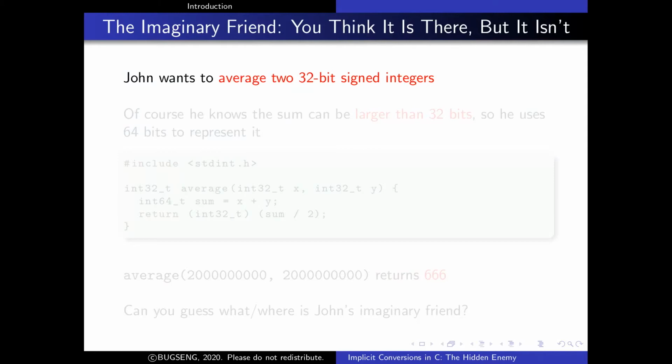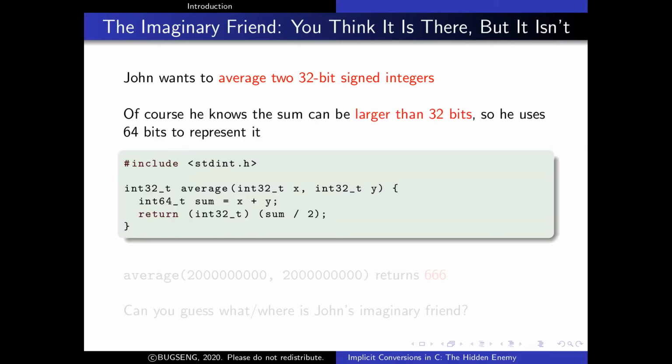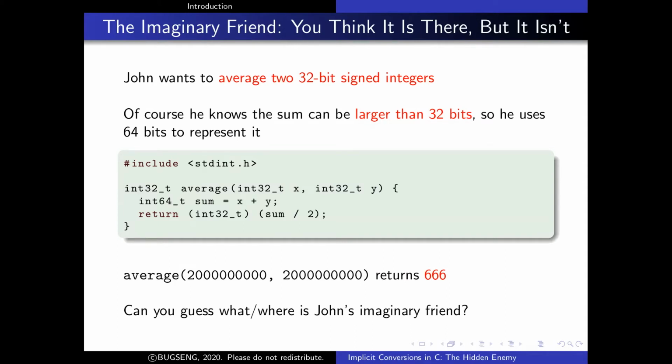So here is another example. John wants to compute the average of two 32-bit signed integers. And of course, he knows that the sum of two 32-bit signed integers can be too large to be represented in 32 bits. So he uses 64 bits to represent the sum. And here is the code. However, computing the average of 2 billion with 2 billion, which should be 2 billion, in reality returns 666. Can you guess what John's imaginary friend is and where it is?